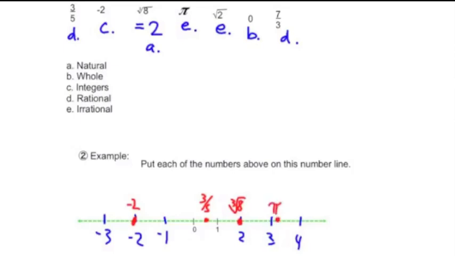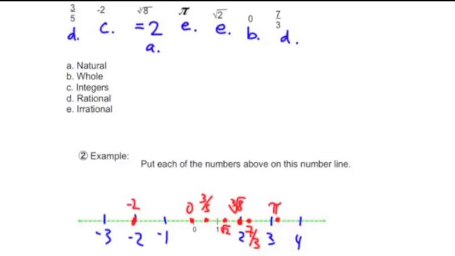We can't be exact. Square root of 2 is something like 1.4, somewhere around there. So it's a little bit less than 1.5. 0, okay? Here's 0. And 7/3. So 7/3 is a little bit bigger than 2. It's 1/3 bigger than 2. So that's about right there. So there are all the numbers plotted on the number line.